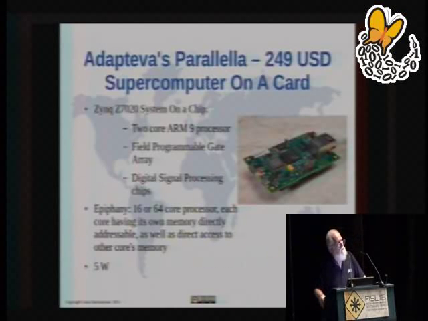So here's another chip. It's called the Adapteva Parallella. This has a system on a chip that has a 2-core ARM9 processor, but it also has a field programmable gate array. And it has some digital signal processing chips. And I noticed another typo on this. The price of this board is actually $99, not $249. It also has a 16 or 64-core CPU, where each core of the CPU has 32 kilobytes of memory associated only with that core.